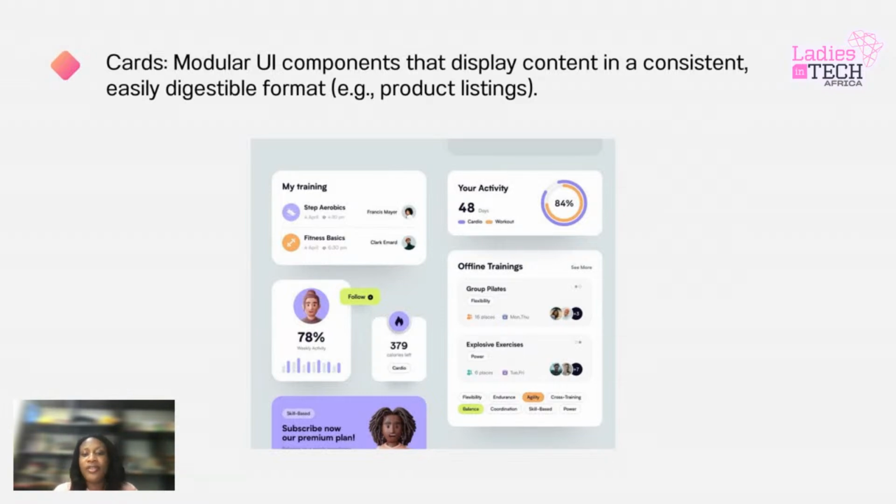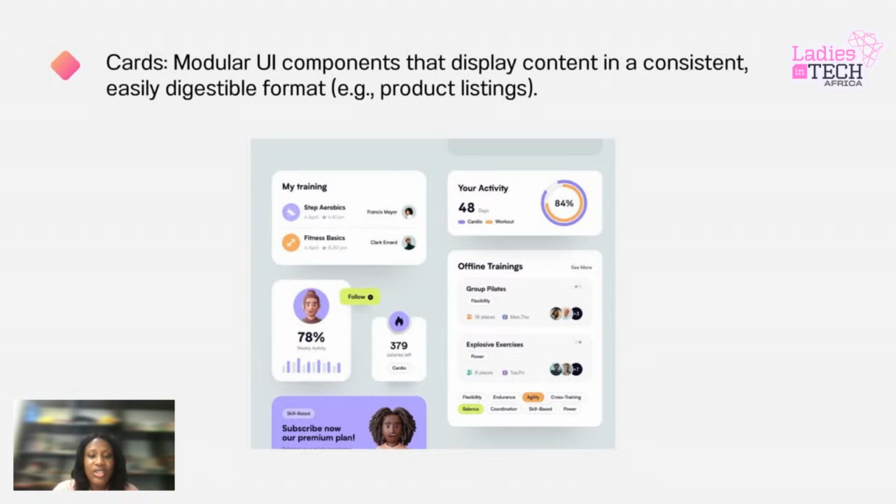Your activity, I know whatever information I find there, like that chart saying 84% or whatever, is related to my activity. Offline training, so everything in each model or each card are bits or blocks of information, and I know that whatever I find there relates to something, and then it's easy to digest the information instead of just listing everything, like, okay, you're training at step aerobics, so your activity. By the time I've read three, I'm already tired. But the way this is represented with pictures, colors, it's easy for me to digest and just, oh, this is the summary, let me move on, that type of thing.